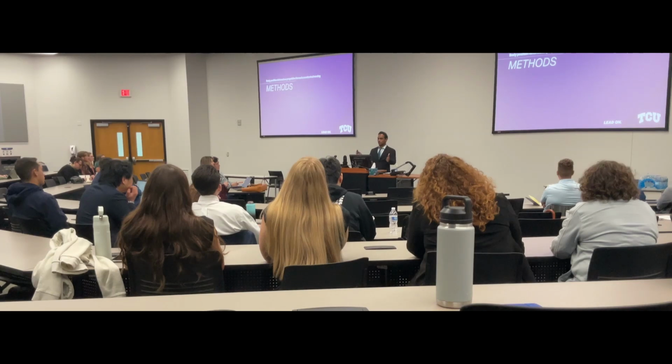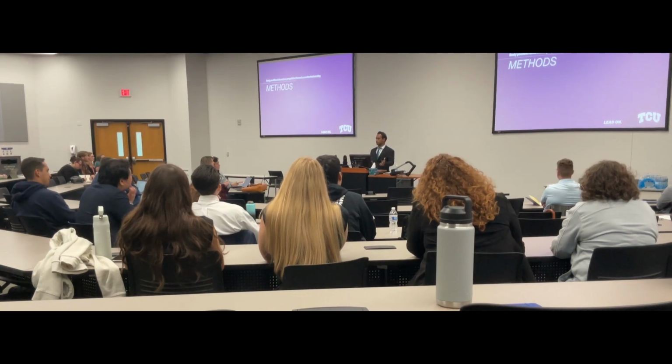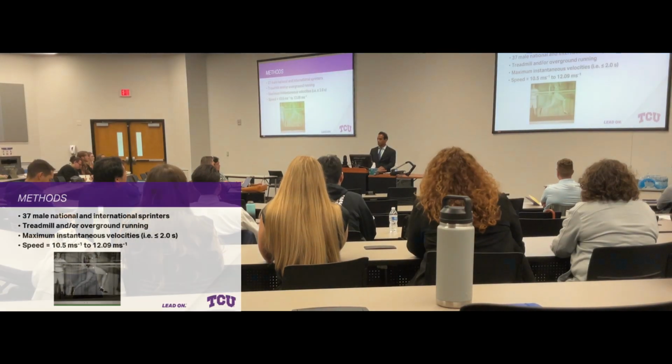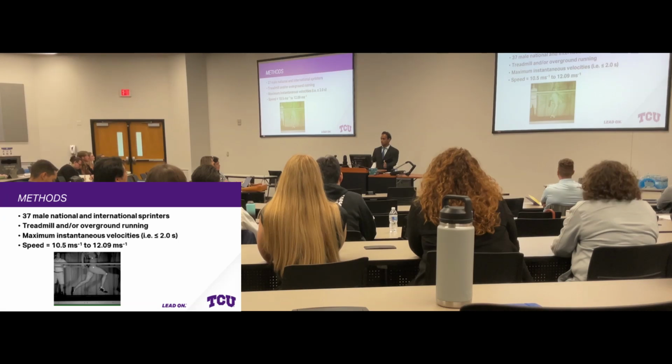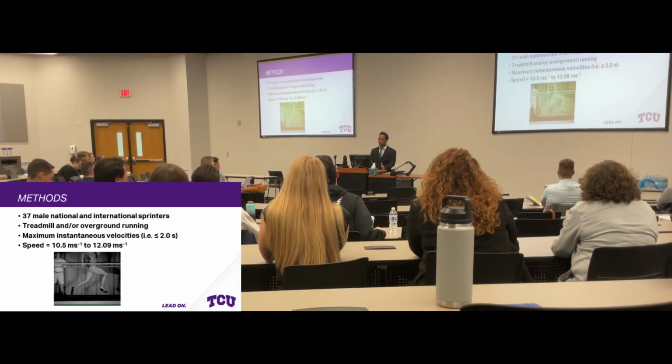So going to the methods, like I said, what Froude number tells us is how fast somebody is for their size. So we used 37 male national and international sprinters who ran on a special treadmill and also over ground under motion sensor technology. They ran for less than 2 seconds at their maximum instantaneous velocities, and the speeds were 10.5 meters per second to 12.09 meters per second. That's between 23 miles per hour and 27 miles per hour. So all of them were elite sprinters.